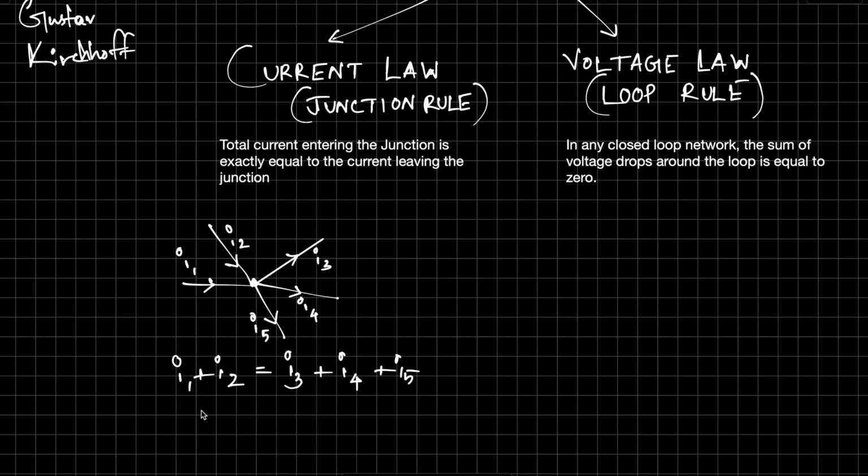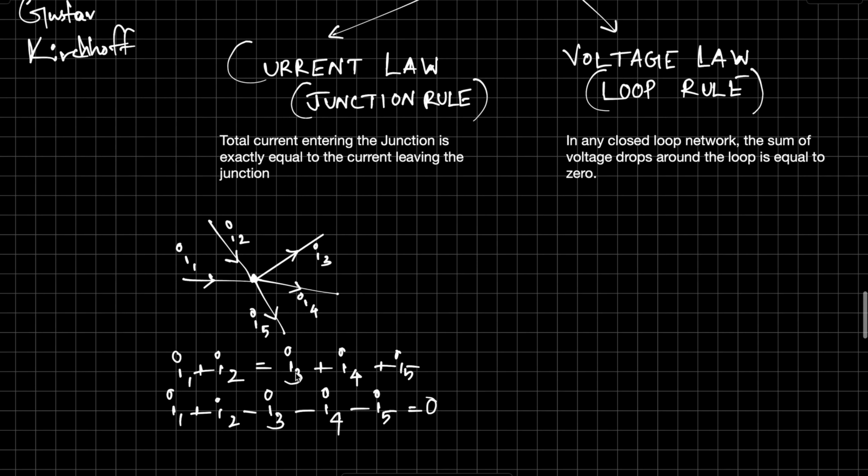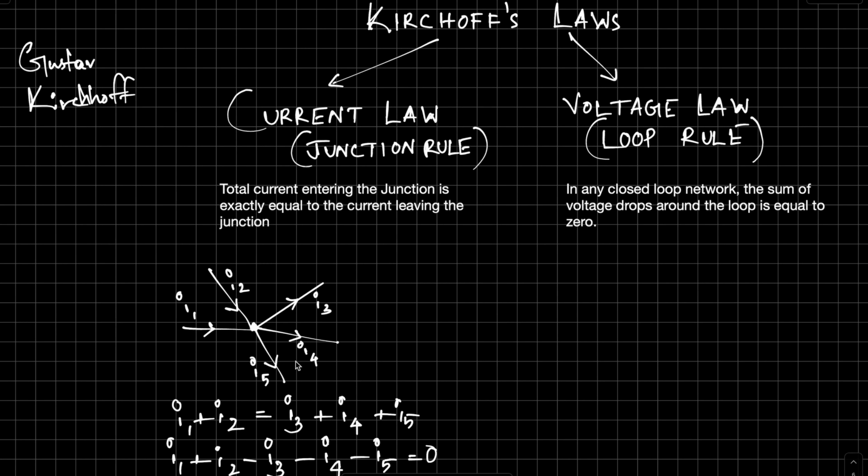You can rewrite this as I1 plus I2, take plus I3 to the left side, get minus I3, plus I4 to the left side, minus I4, plus I5 to the left side, minus I5, that is equal to 0. So this is called the current rule or junction rule. Total current entering the junction is exactly equal to the current leaving the junction.